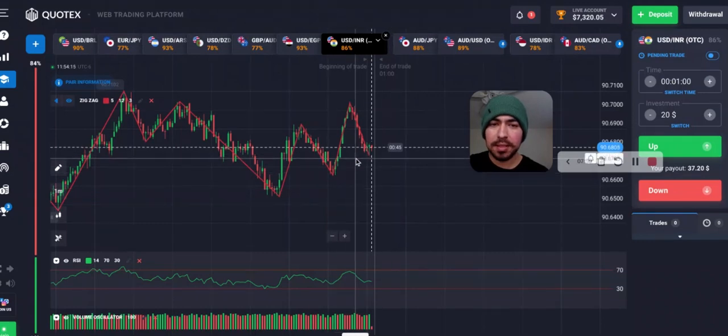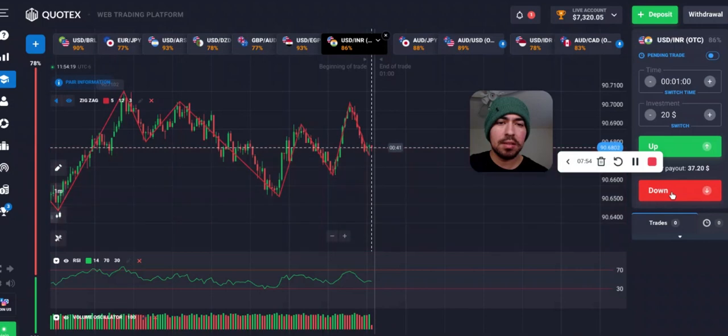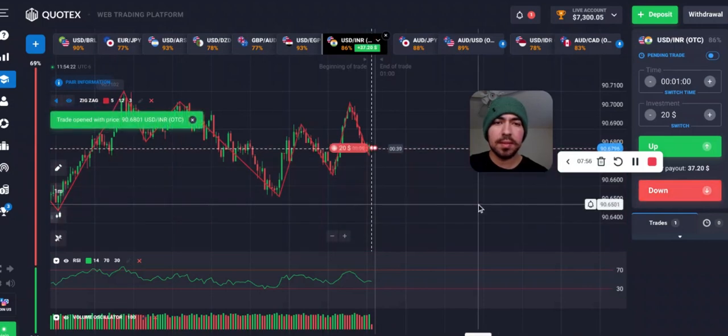Okay, I'm still looking at this resistance level. I think it's going to continue down.